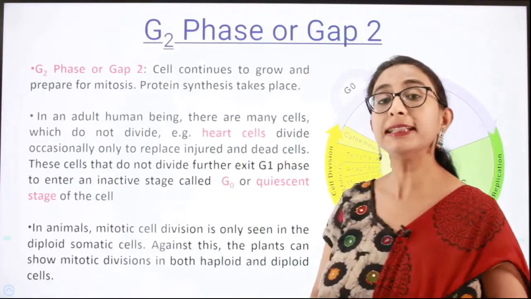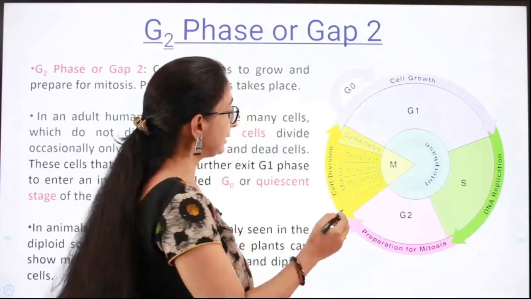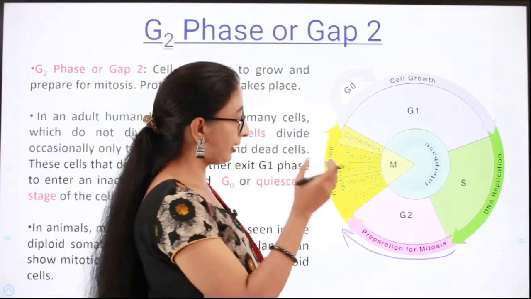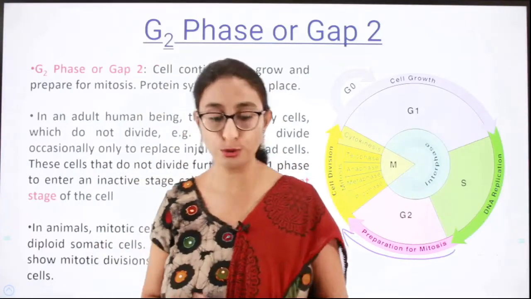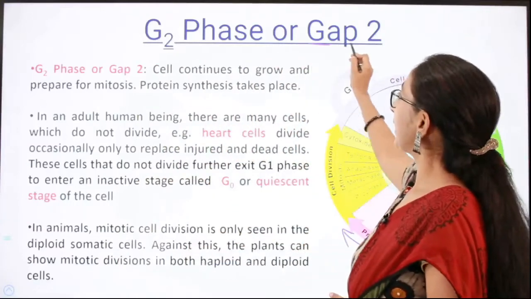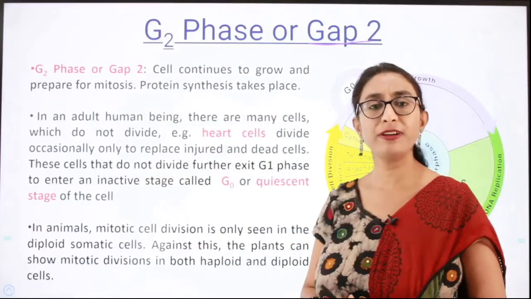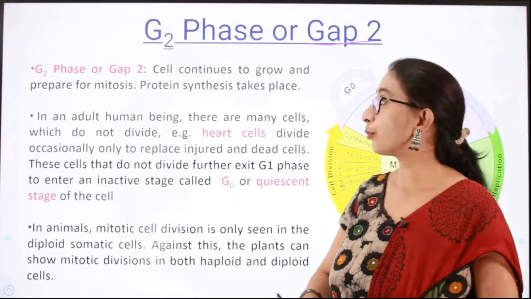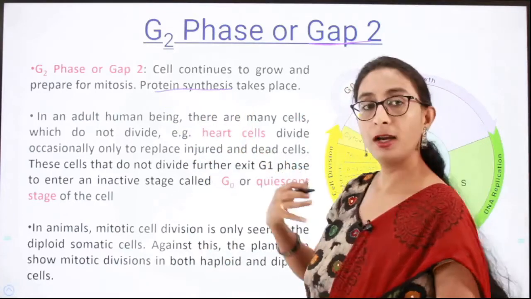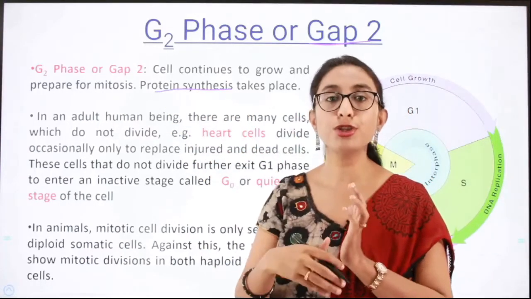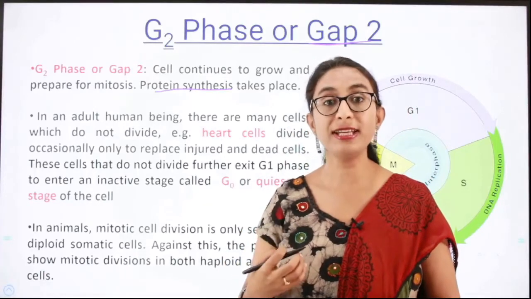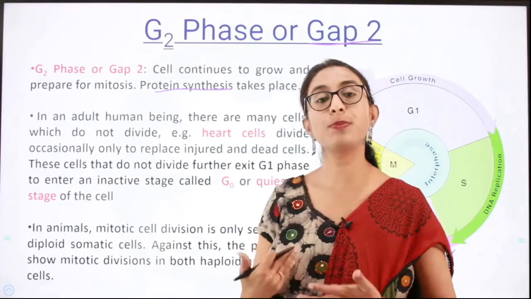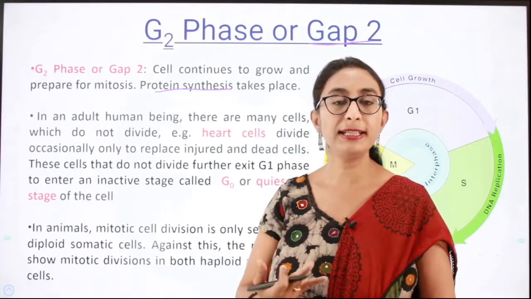Now moving on to the third phase of interphase, that is G2. So first one is G1, second one is S, and the third phase is G2, which stands for growth 2 phase, or you can also call it gap 2 phase. What happens during this phase? Again, the cell continues to grow and prepare for cell division, and protein synthesis also occurs during this stage. In G1 it is predominantly growth, in the S phase the primary function is DNA replication, and in G2 again there is growth of the cell and it is preparing itself for the M phase, which is the cell division phase.